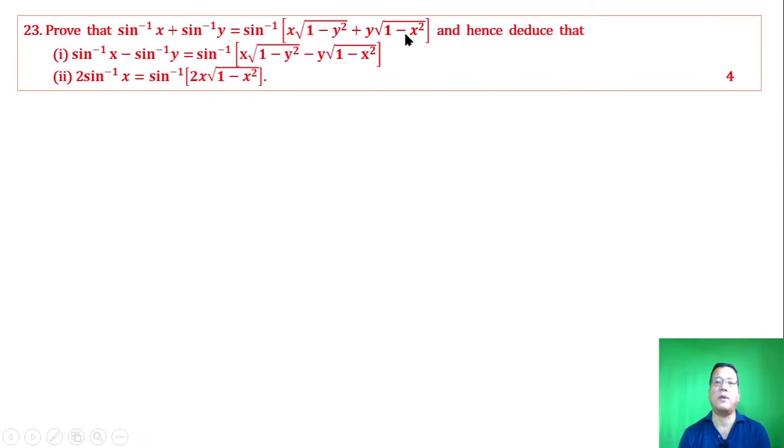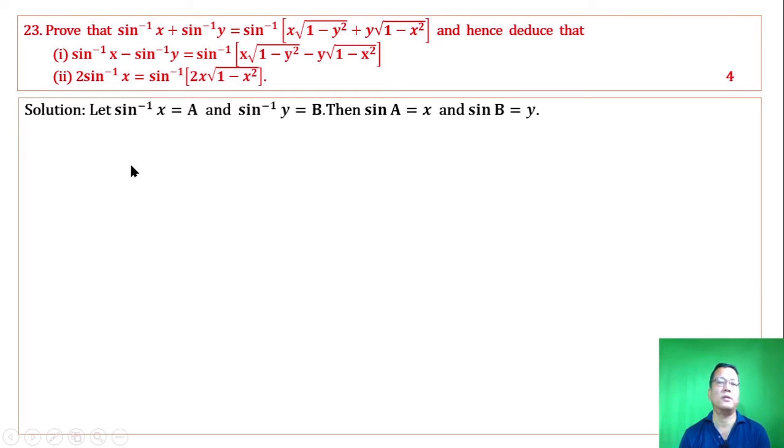Minus x square, and hence deduce that Roman number 1: sin inverse x minus sin inverse y equals sin inverse of x into root over 1 minus y square minus y into root over 1 minus x square, and Roman number 2: sin inverse x equal to sin inverse of twice x into root over 1 minus x square. Let sin inverse x equal to a and sin inverse y equal to b.